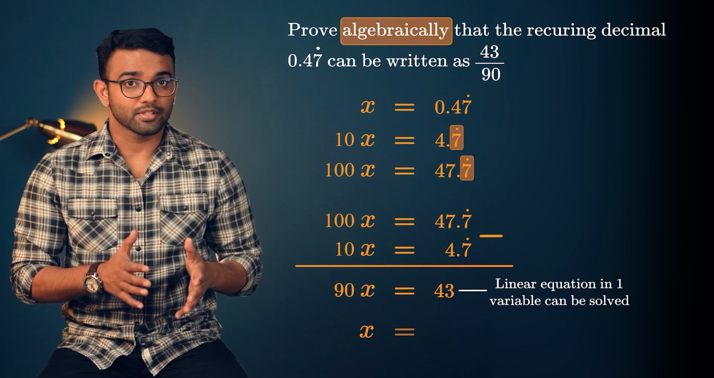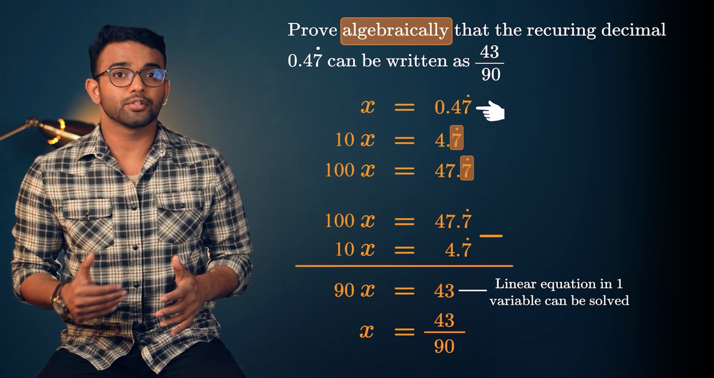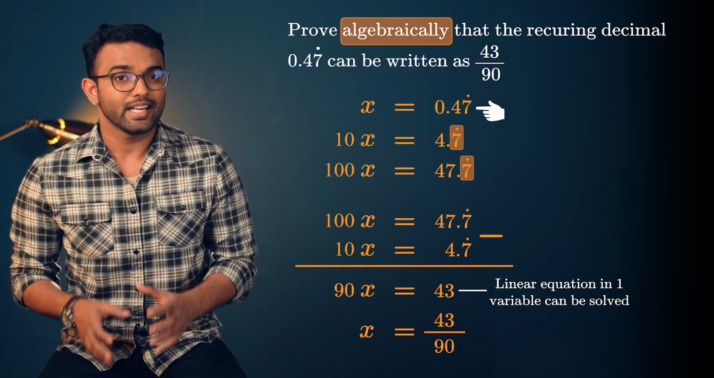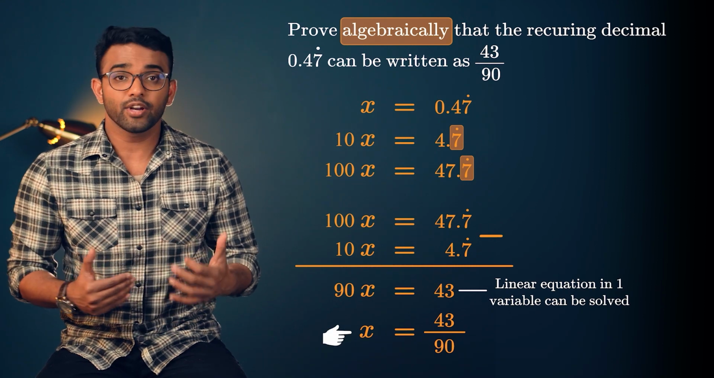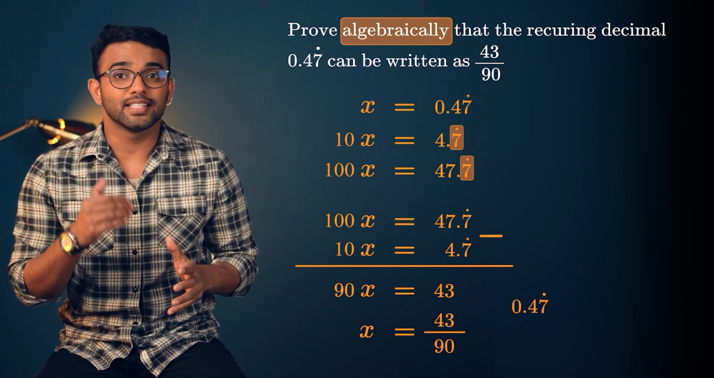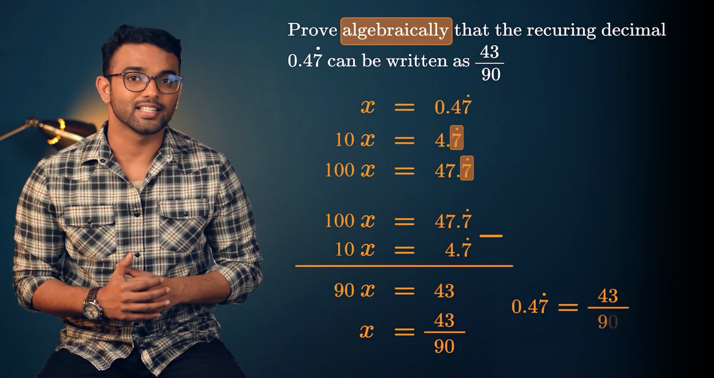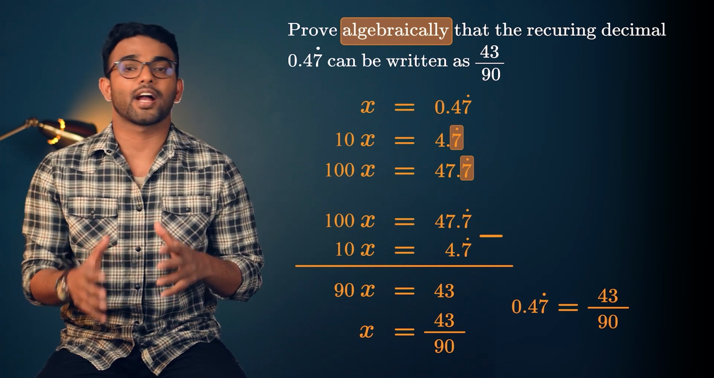So x is equal to 43 over 90. Initially we stated x is equal to 0.47 recurring. Now we worked out a fractional value for x, which is x equal to 43 over 90. That means 0.47 recurring is equal to 43 over 90. That's all, guys. The recurring decimal is now written in a fractional form.